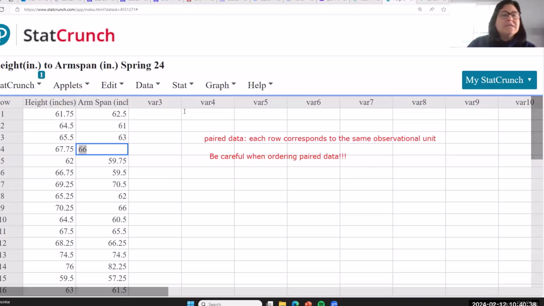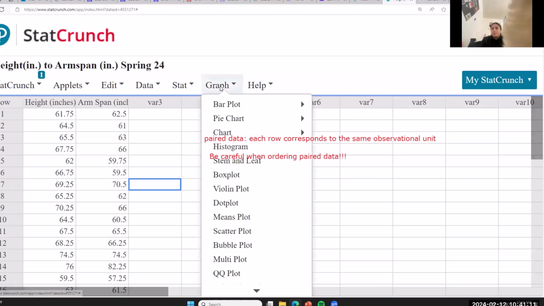Okay. But what I'm going to do is make a scatter plot. So where do you think I'm going to go in StatCrunch? Where am I going to go to make a scatter plot? Anybody? Scatter plot's a graph, isn't it? So where am I going to go? To graph. Makes sense. So graph, and then down here we've got scatter plot.